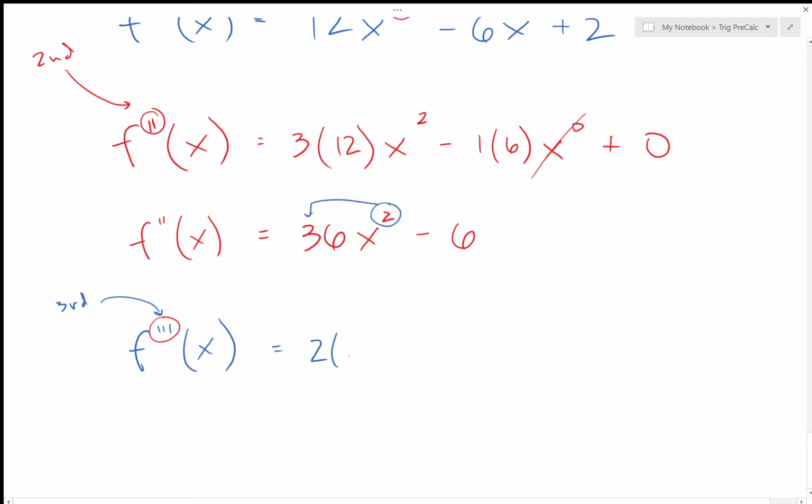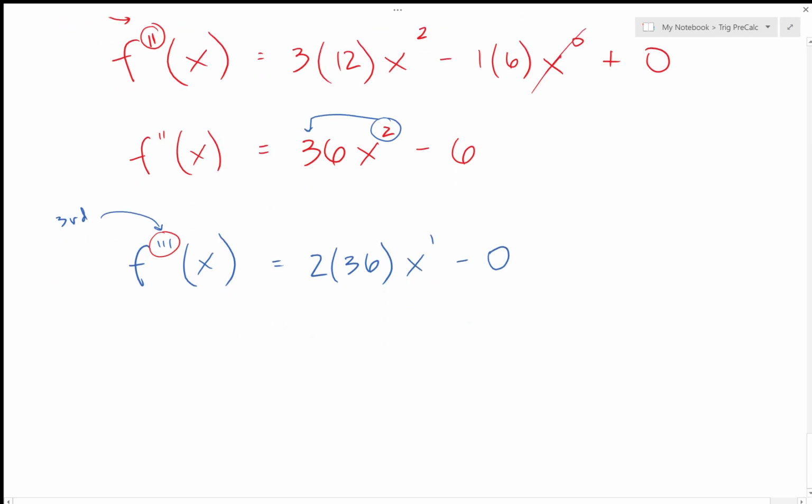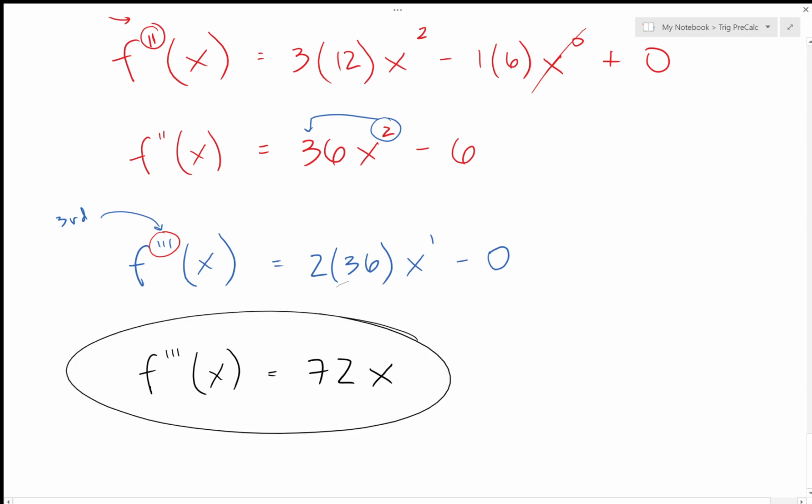So 2 times 36, keep that x, and now x squared becomes x to the 1. And then anything that is a constant, if we differentiate it, it becomes 0. So in the end, the third derivative, f triple prime, is 2 times 36, which is 72, x to the 1, minus 0.